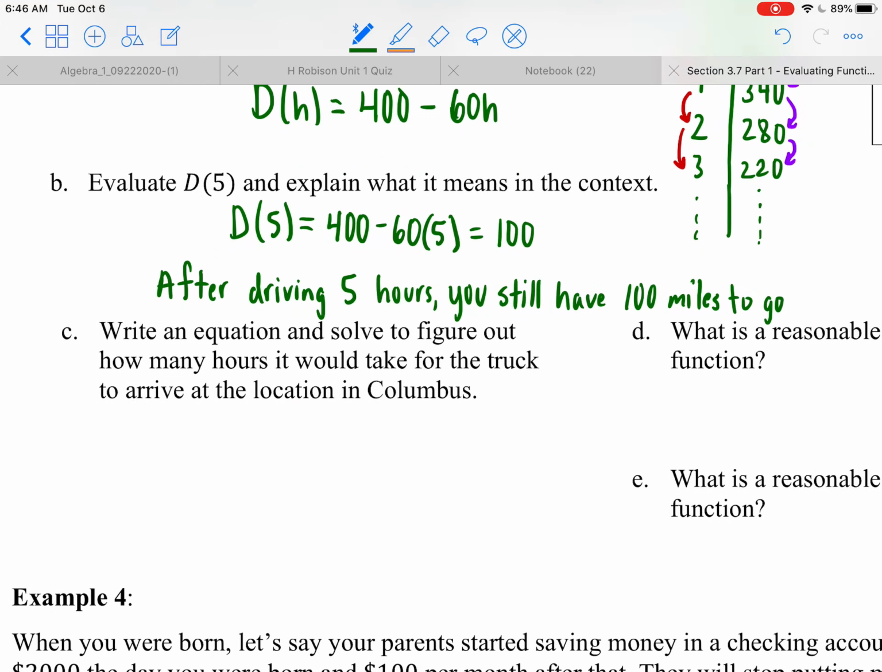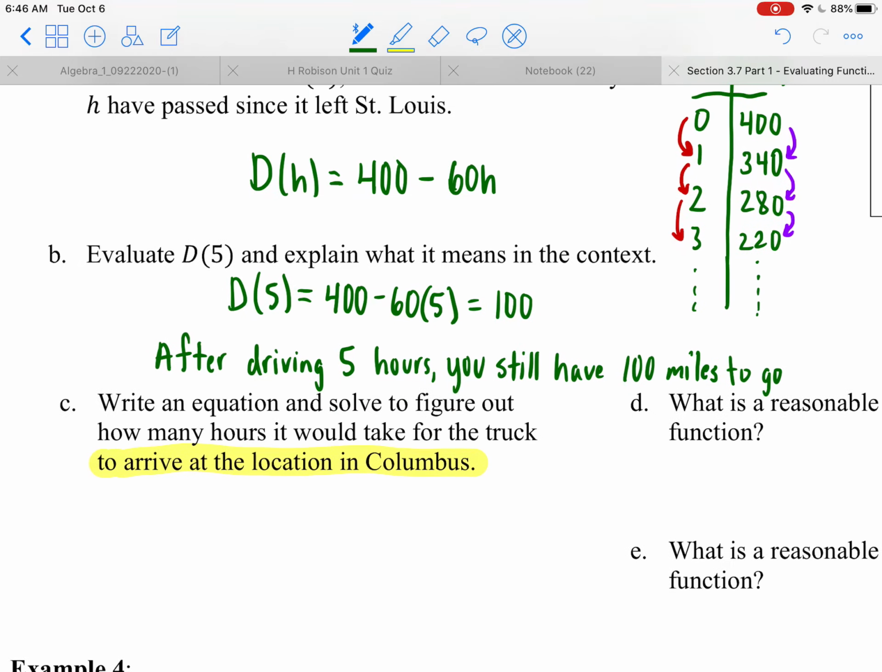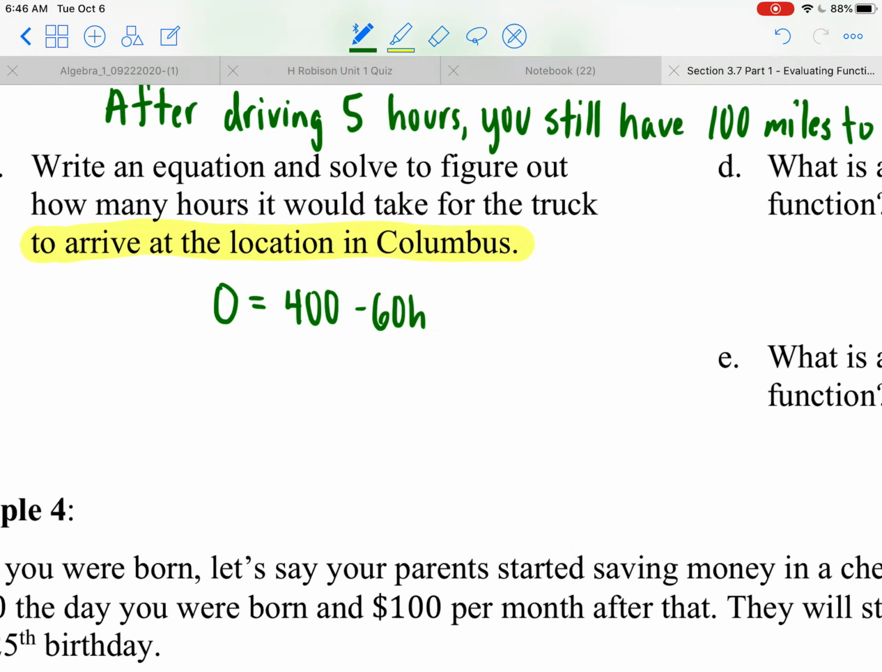Okay? All right. Write an equation and solve to figure out how many hours it would take for the truck to arrive at the location in Columbus. So this is really crucial here. What does it mean to arrive at the location in Columbus? That means how many more miles do you have to go if you're at your destination? Right? Like if you're at your destination, how many more miles do you have to drive? 0, right? So what we're going to do is we're going to say, hey, this right here is a distance, this right here is a distance, and I want this thing right here to be 0. So what you'll do is you'll say 0 is equal to 400 minus 60h.